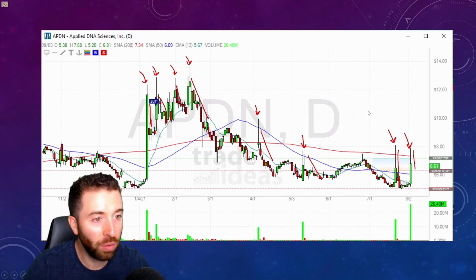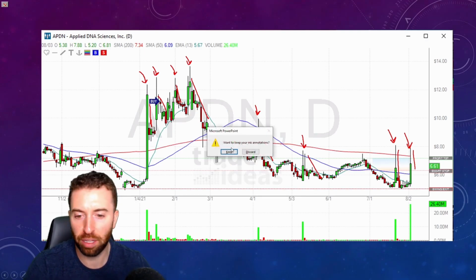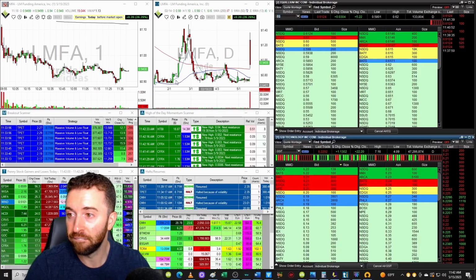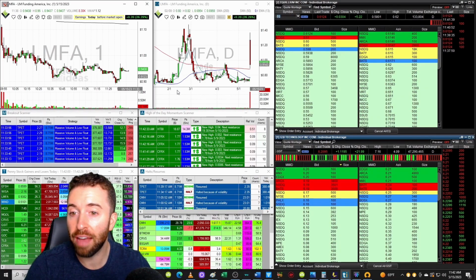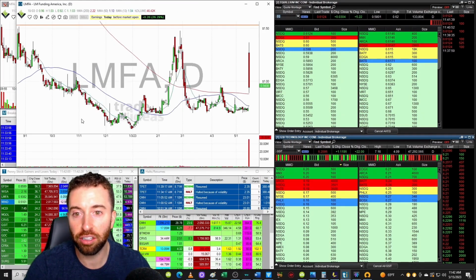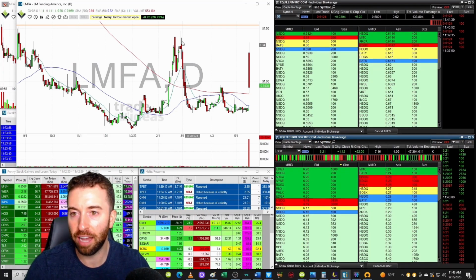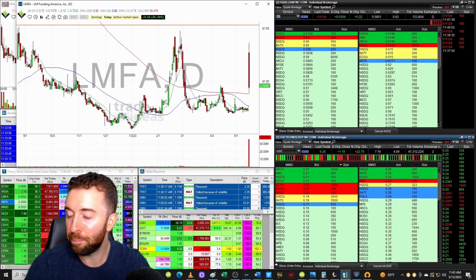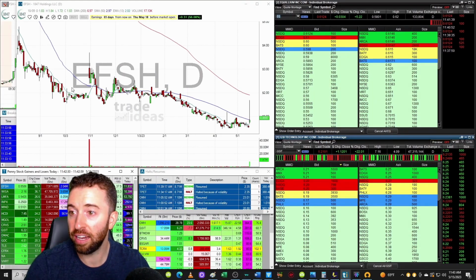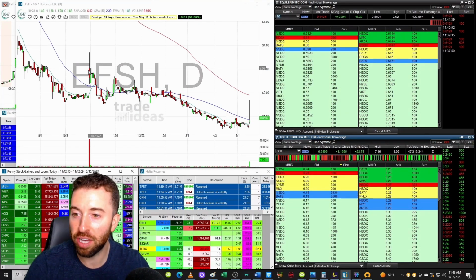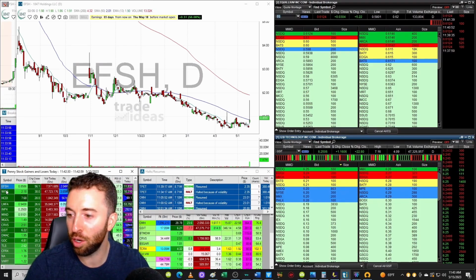Now, it's not only just out of this example. Let's just look at examples from today. Let's just look at examples on what we have at this moment. We want to take a look over on LMFA. And you see on the daily chart, upper shadow, big time dump. Here's an upper shadow, big time dump. We could take a look at EFSH. Here's a big upper shadow, big time dump.